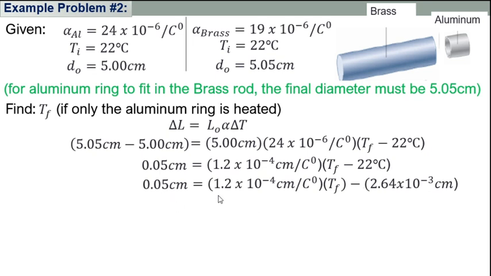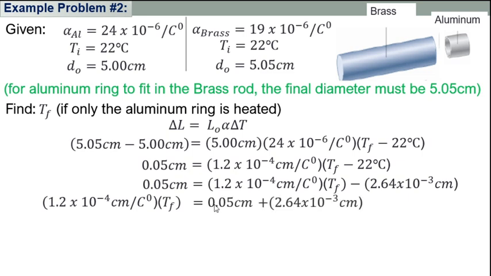So it will give us 0.05 cm equals 1.2 times 10 raised to negative 4 cm per Celsius degree times T sub F minus 2.64 times 10 raised to negative 3 cm. Let's combine similar terms and we will have 1.2 times 10 raised to negative 4 centimeter per Celsius degree times T sub F equals 0.05 centimeter plus 2.64 times 10 raised to negative 3 centimeter.